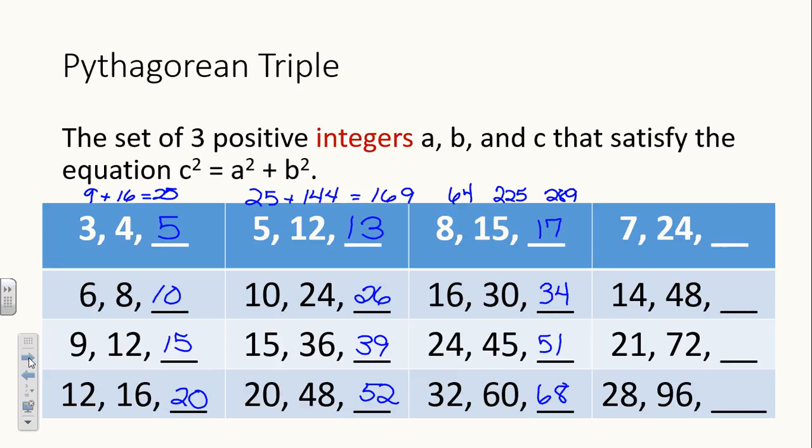Okay, last one of the common Pythagorean triples. 7, 24, so 49, and what's 24 squared?